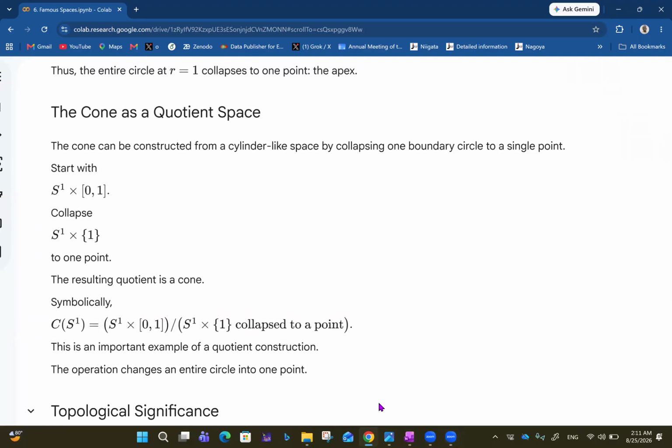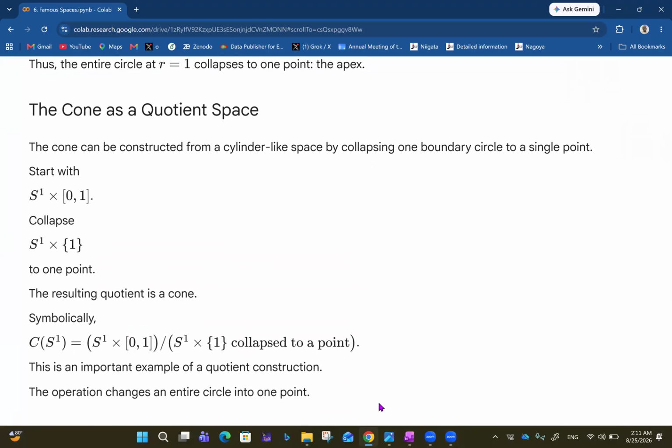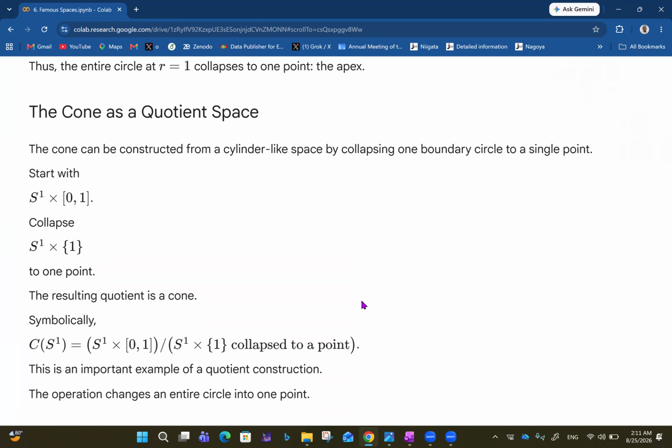Then the cone as a quotient space. The cone can be constructed from a cylinder-like space by collapsing one boundary circle to a single point. Starting with S1 times the height, we collapse S1 × {1} to one point. The resulting quotient is now a cone. Symbolically, C(S1) is S1 × [0, 1] modulo S1 × {1} collapsed to a point. This is an important example of a quotient construction. The operation changes an entire circle into one point.